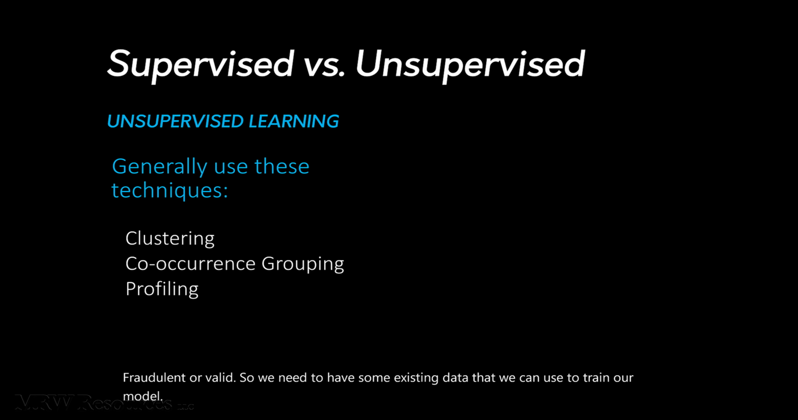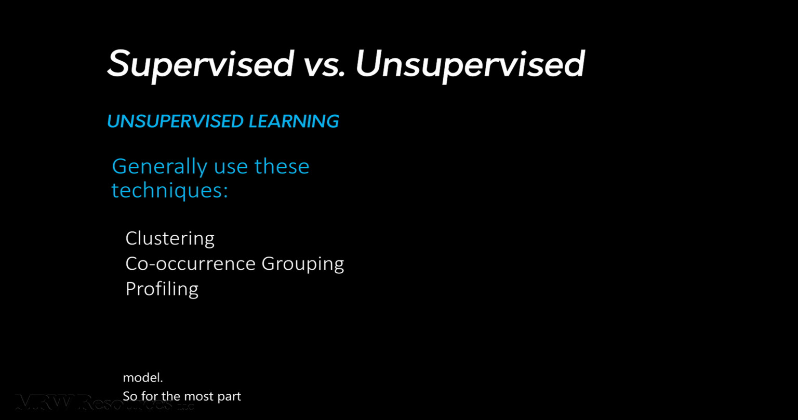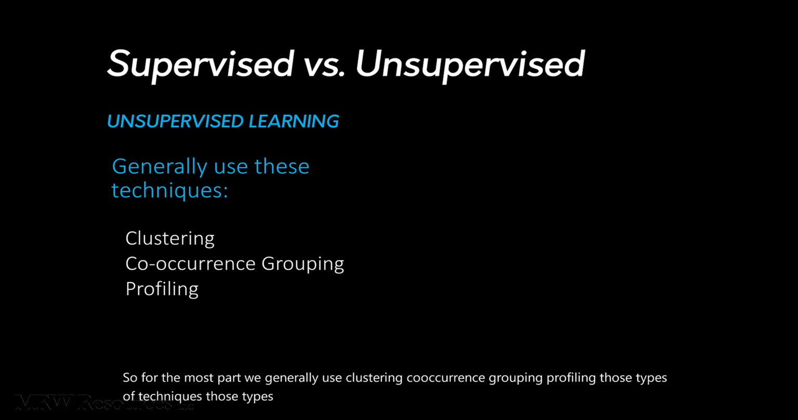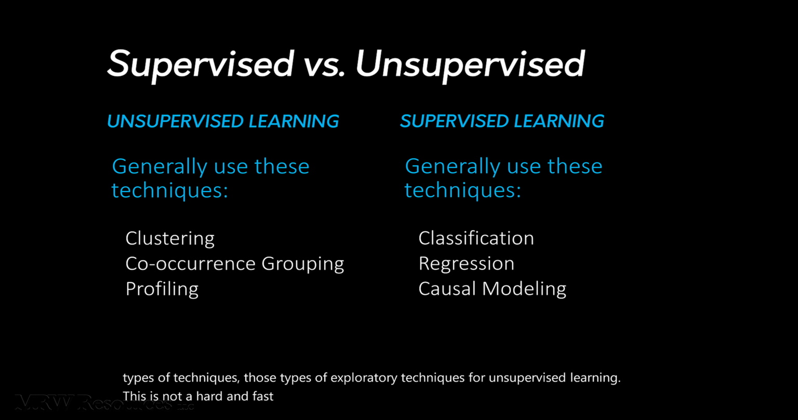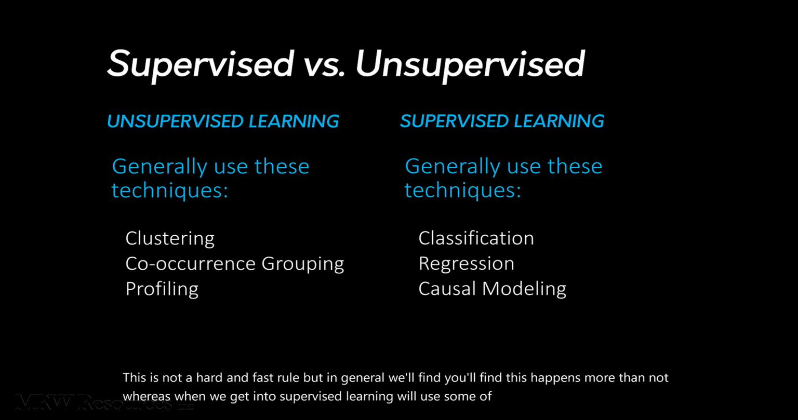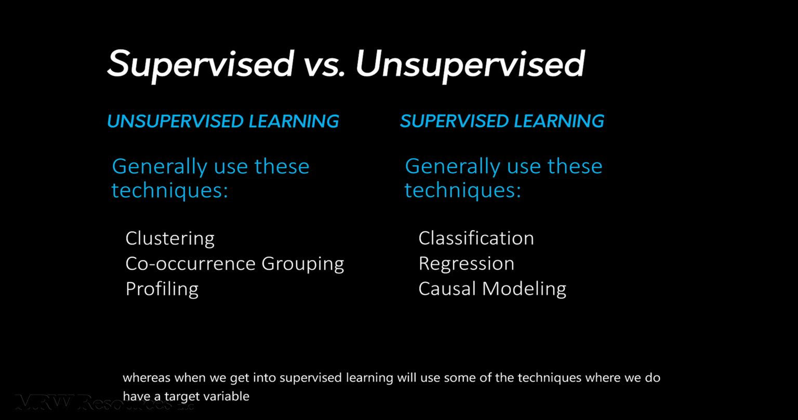For the most part, we generally use clustering, co-occurrence grouping, profiling, those types of exploratory techniques for unsupervised learning. This is not a hard and fast rule, but in general, you'll find this happens more than not. Whereas when we get into supervised learning, we'll use techniques where we do have a target variable: classification, regression, causal modeling, etc.